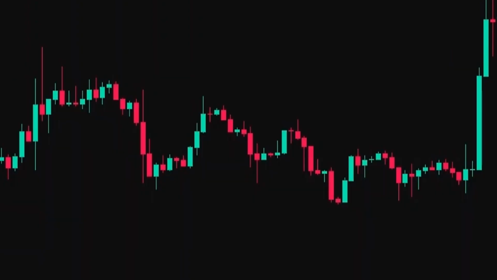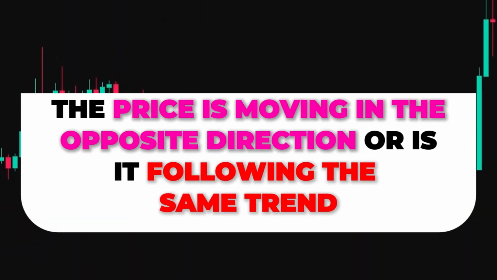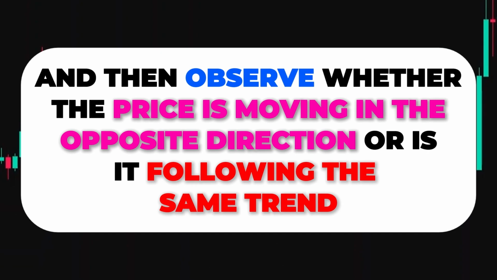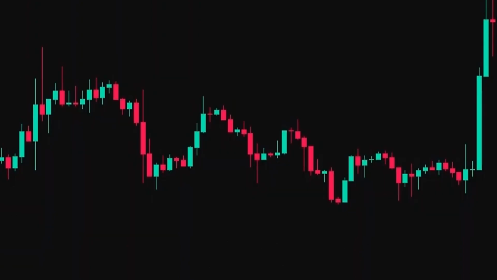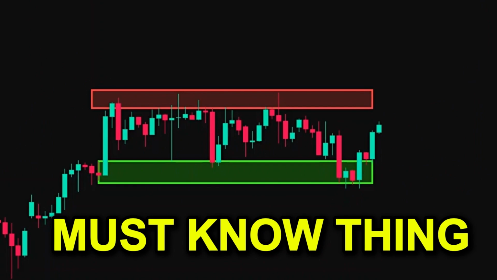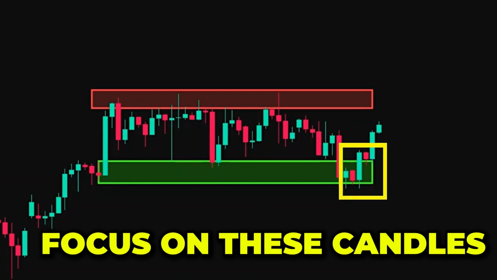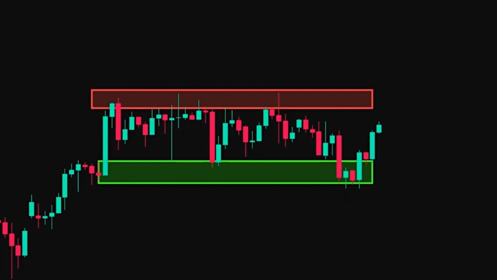The answer is simple. Let the market reveal more information. Wait for a few more candles to form and observe whether the price starts moving in the opposite direction or continues in the same direction. Here's something very important to remember when trading breakouts. The candle that forms after the breakout candle is what matters the most. This is because breakout candles are often highly manipulated. This thing can be clearly witnessed in this example.